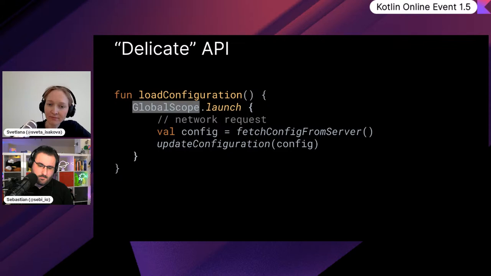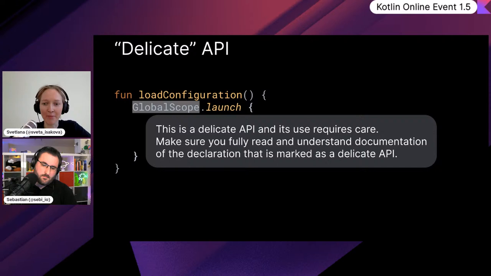And now, to warn you about this, so that it wasn't only written in docs or talked about in different talks, the compiler emits a warning saying this is a delicate API and you should use it with care. So this is a really good caveat preventing you from making mistakes.